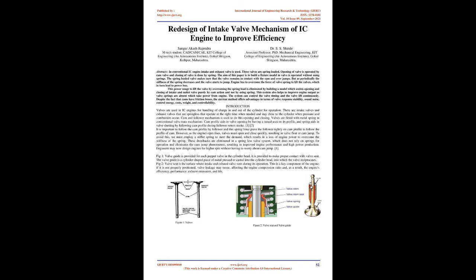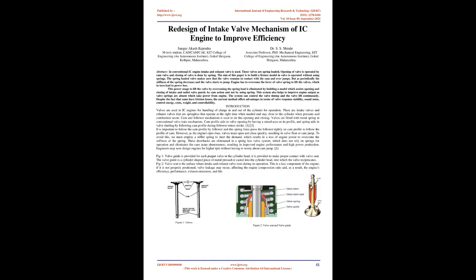The spring-loaded valve makes sure that the valve remains in contact with the cam and does not overjump. But as the stiffness of the spring periodically decreases, the valve starts to jump, and the engine has to overcome the force of the valve spring to lift the valves, which in turn leads to power loss. This power usage to lift the valve by overcoming the spring load is eliminated by building a model which assists opening and closing of intake and outlet valves purely by cam action and not by using springs.